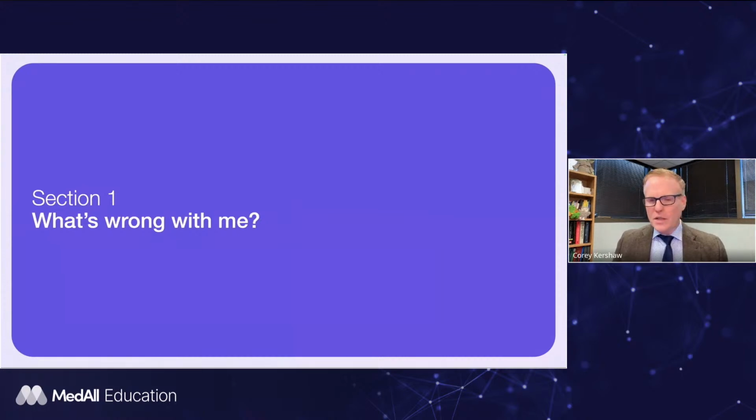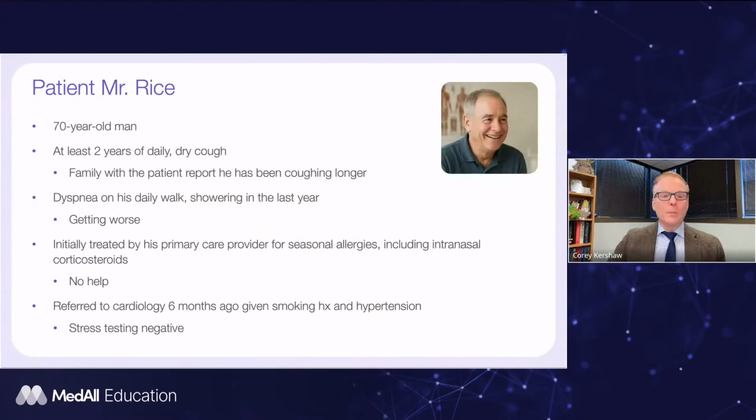So first of all, what's wrong with me? So our patient is Mr. Rice. He's a 70-year-old man. He comes to clinic with at least 2 years of a daily dry cough. His family reports that he's probably been coughing longer than 2 years. He walks daily for exercise, but has noticed that his usual walk is resulting in a bit more shortness of breath than he thinks is normal. And also he notices shortness of breath with, for example, showering in the last year.